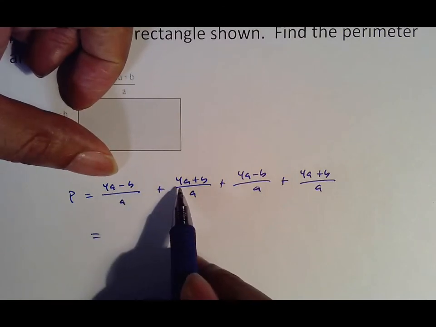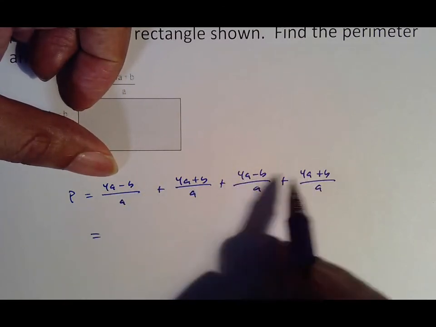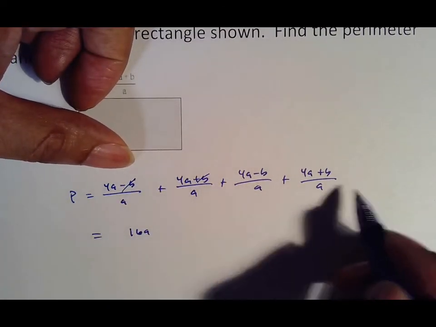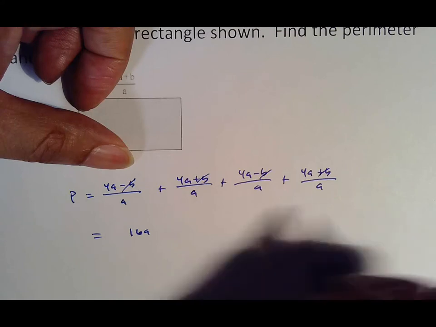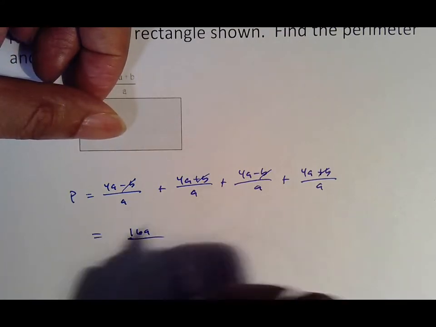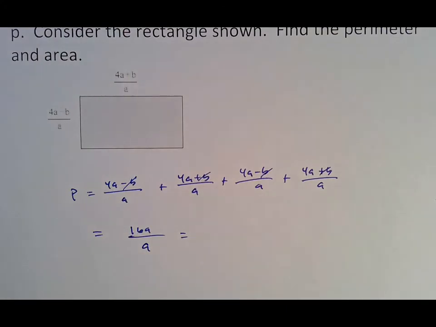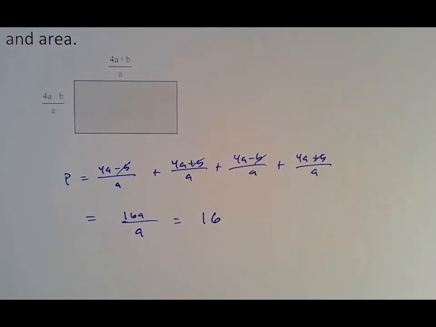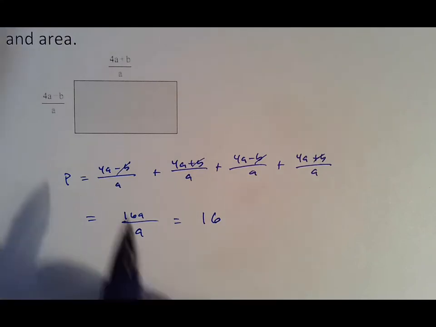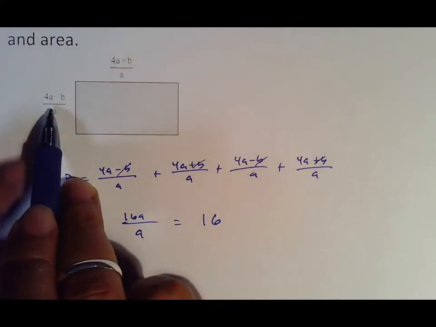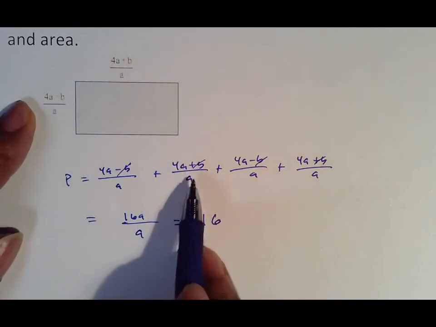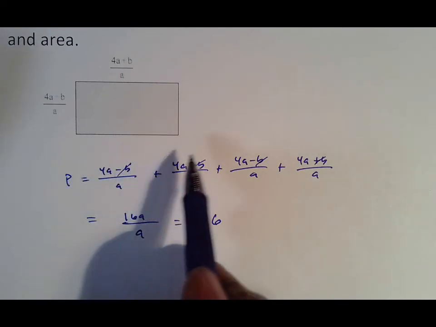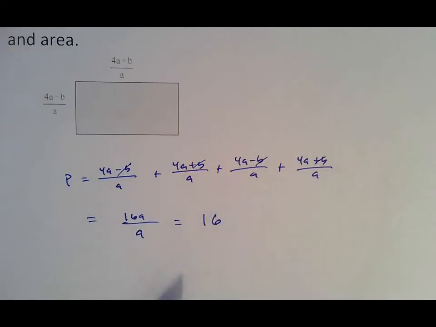So 4, 8, 12, 16A. Negative B, positive B would cancel. Negative B, positive B would cancel. Look at that. And A is on the bottom of all those, which means A is my denominator. 16A over A is just 16. Interesting. But again, all I did was add this plus that plus this, which would be the same as that side over there, plus this, which would be the same as its opposite over there. Put all my like terms together at the top, bring down my A, and be done.